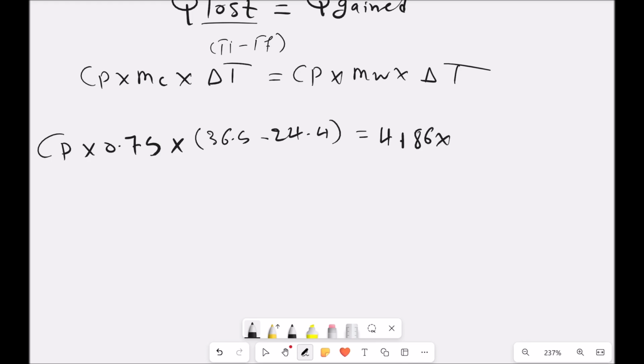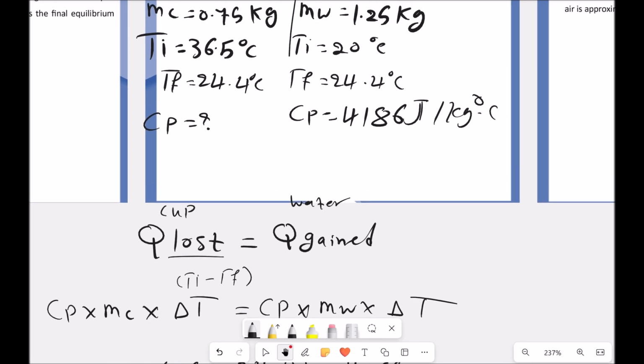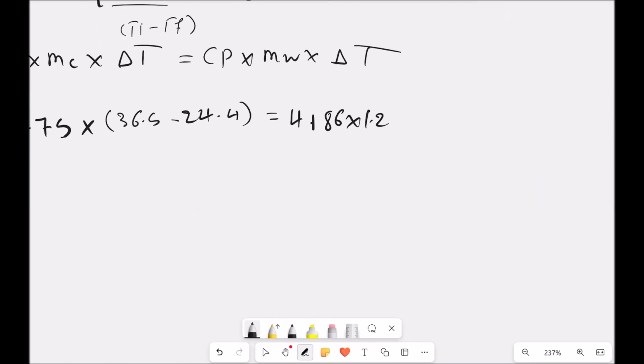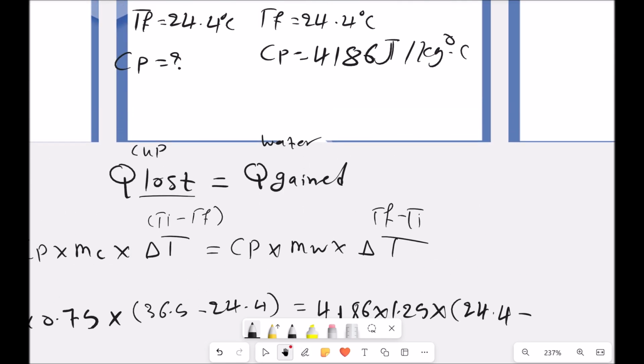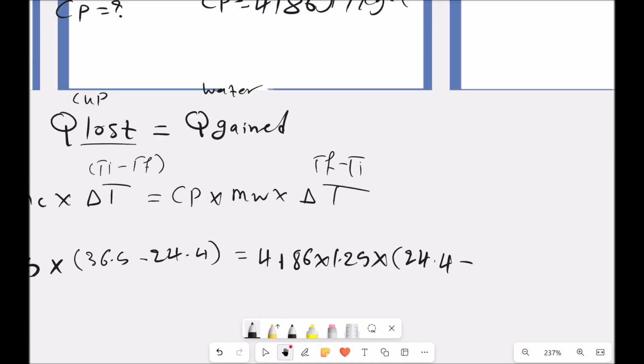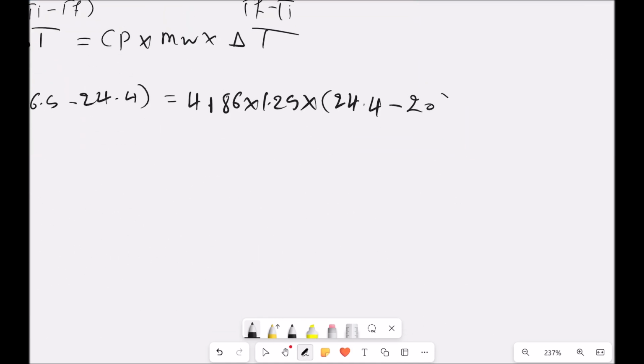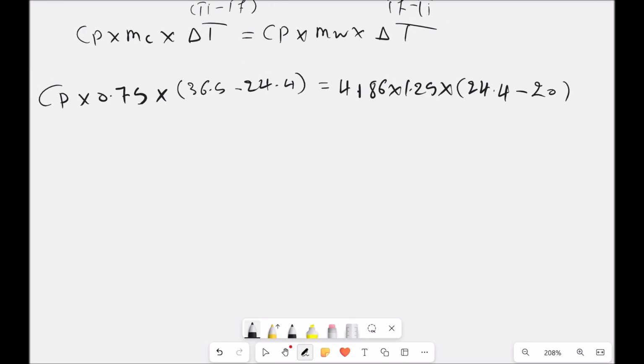4,186 times the mass of the water, which is equal to 1.25 times delta T for the water, which is T final minus T initial. If I ask you why, you should say because it is gaining heat. If it gains heat, the delta T is going to be T final minus T initial: 24.4, which is the final temperature, minus the T initial for water, which is 20. Multiply all of this by this one and by this one too.